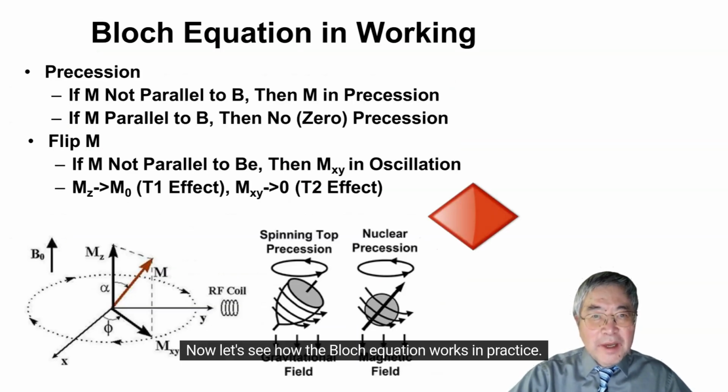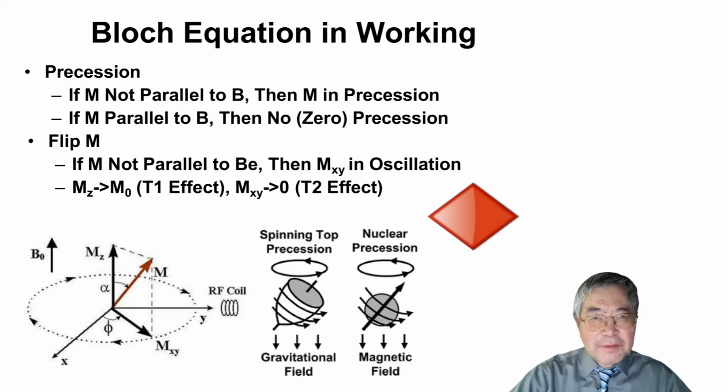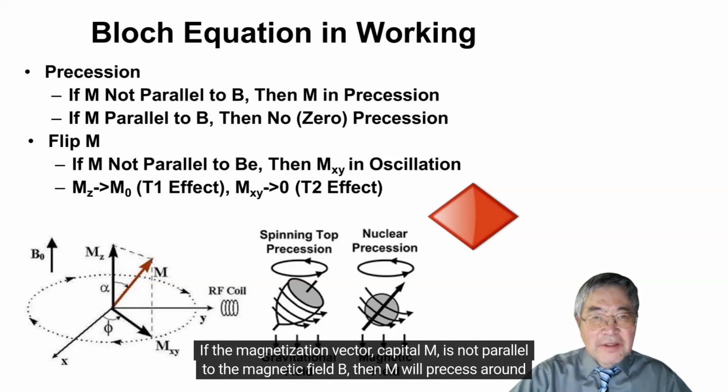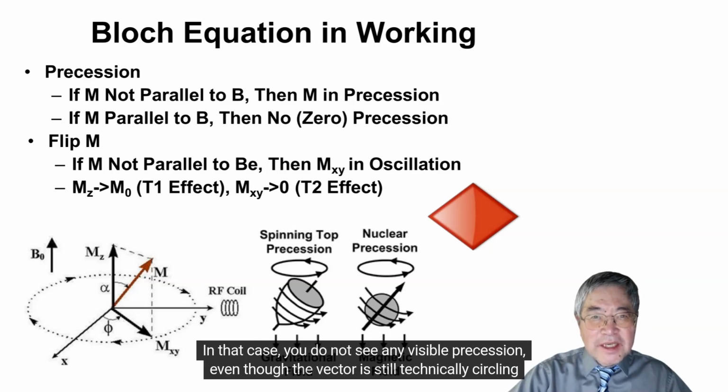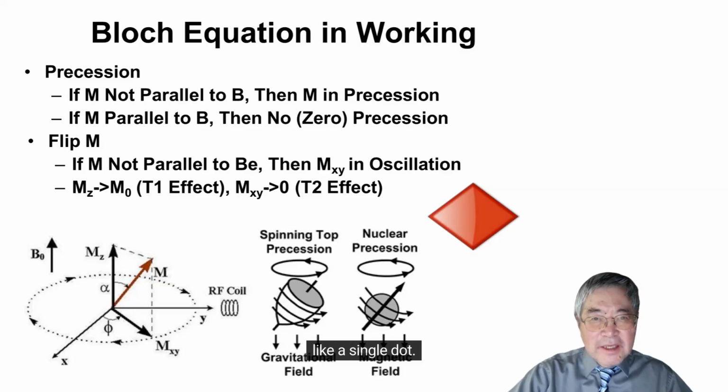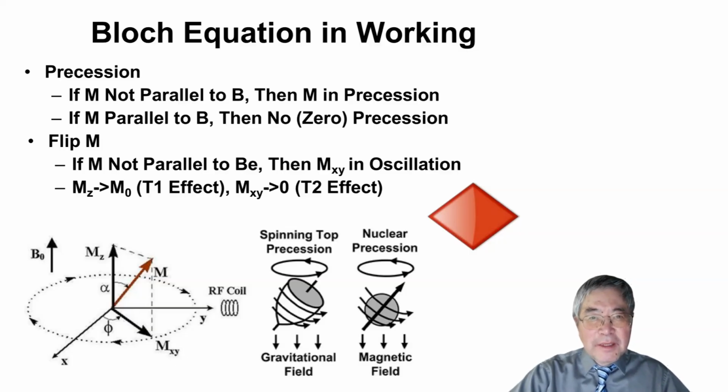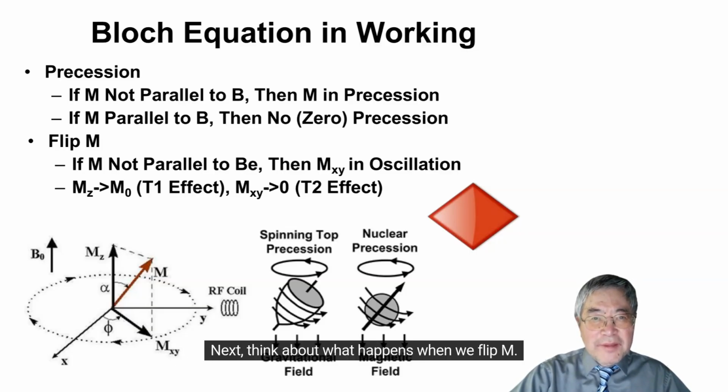Now let's see how the Bloch equation works in practice. First, consider precession. If the magnetization vector, capital M, is not parallel to the magnetic field B, then M will precess around B. On the other hand, if M is perfectly parallel to B, then the precession radius is 0. In that case, you do not see any visible precession, even though the vector is still technically circling like a single dot.